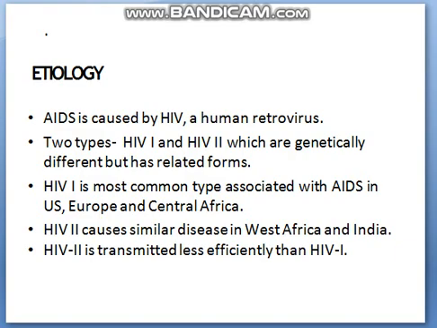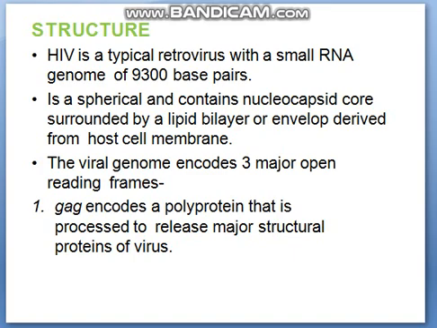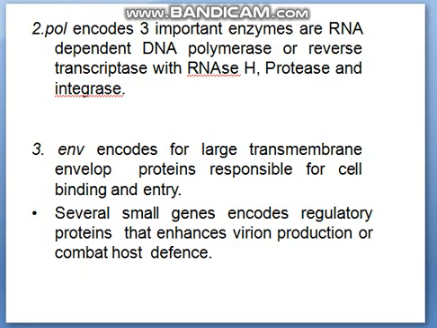Next is structure. HIV is a typical retrovirus with a small RNA genome of 9300 base pairs. It is spherical and contains a nucleocapsid core surrounded by a lipid bilayer or envelope derived from the host cell membrane. The viral genome encodes three major open reading frames. GAG encodes a polyprotein that is processed to release the major structural proteins of the virus.